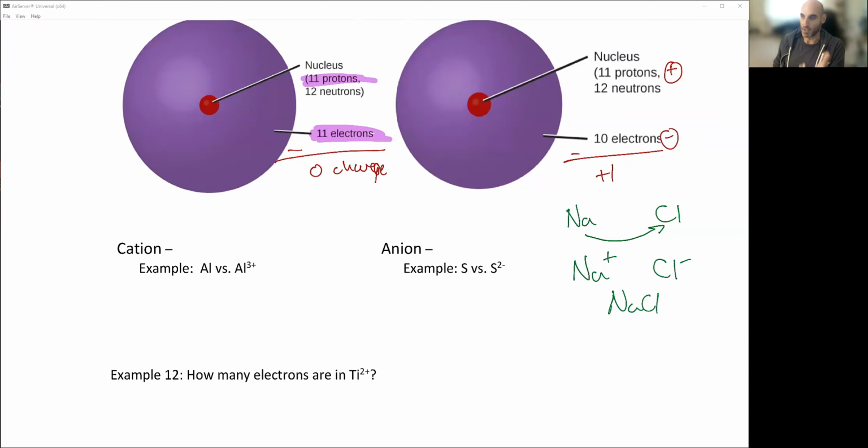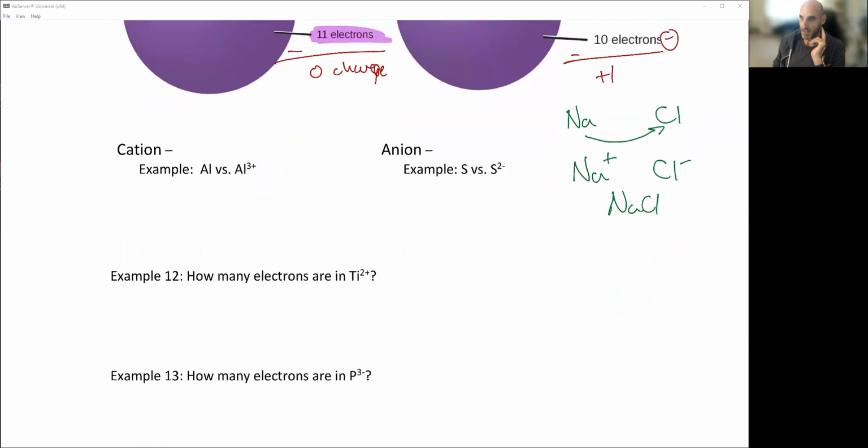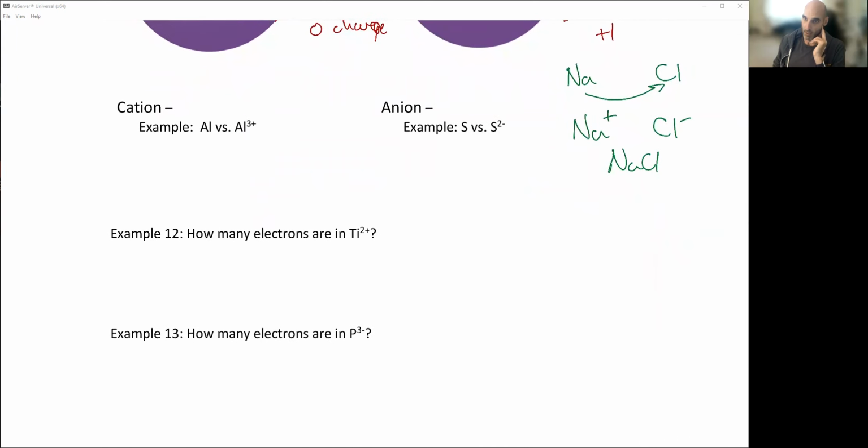But ultimately, where do those electrons come from? They always come from a different source. We're not really too worried about that. We're going to talk about bonding and that type of thing a little bit later. But for right now, we just want to look at the examples that we have.